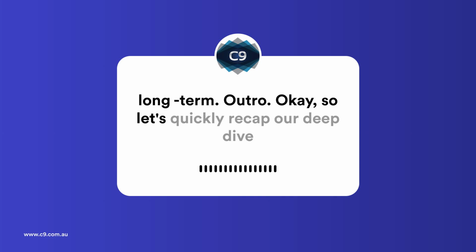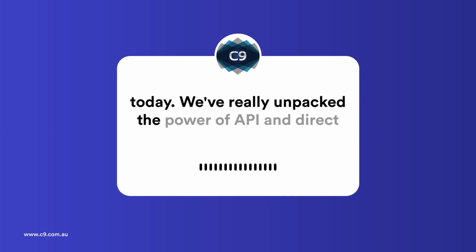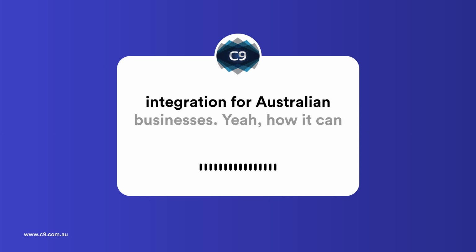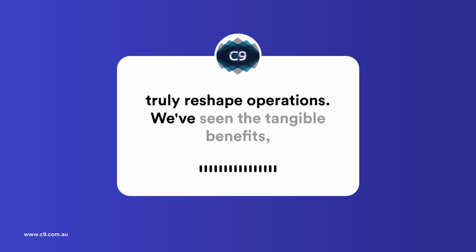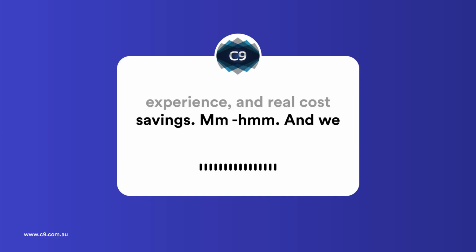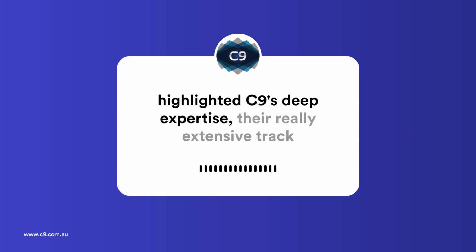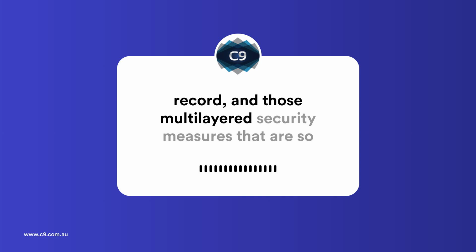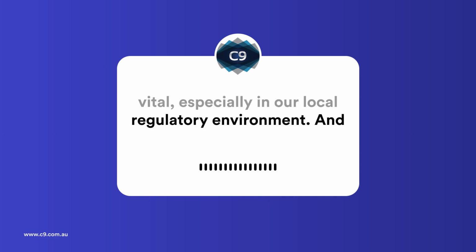Okay, so let's quickly recap our deep dive today. We've really unpacked the power of API and direct integration for Australian businesses. Yeah, how it can truly reshape operations. We've seen the tangible benefits, better efficiency, much higher data quality, boosted customer experience, and real cost savings. And we highlighted C9's deep expertise, their really extensive track record, and those multi-layered security measures that are so vital, especially in our local regulatory environment.